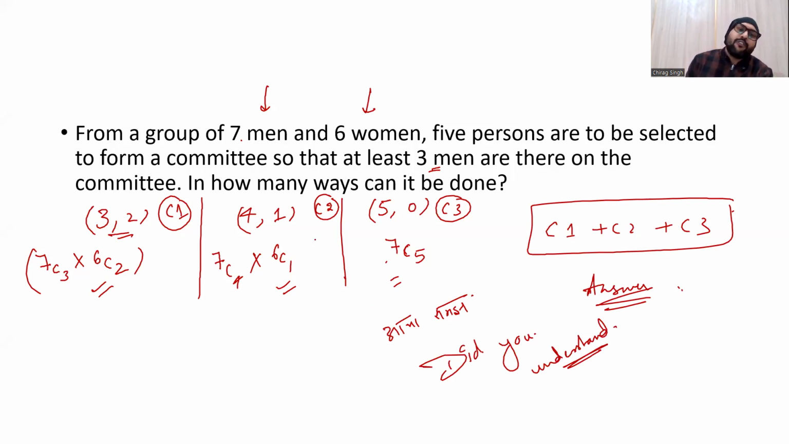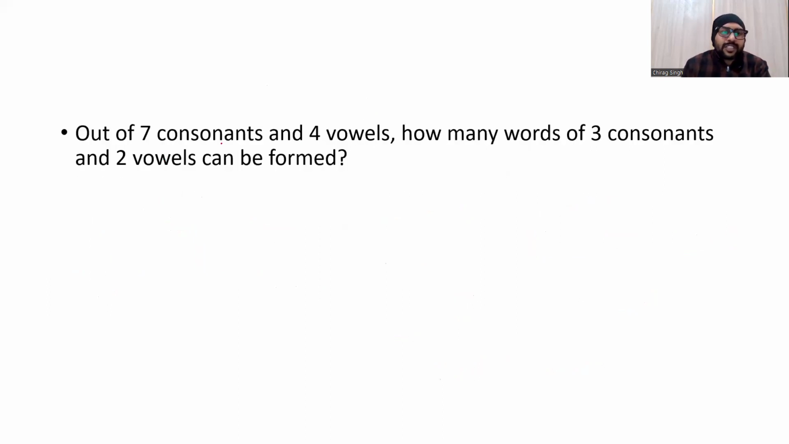Kal ki class mein we will solve more questions, wahan se aur clarity banegi. Achhe sawal dhundh karke launga. Out of seven consonants and four vowels, how many words of three consonants and two vowels can be formed? Solve this question. Try this. And first tell me what should be applied, permutation or combination?